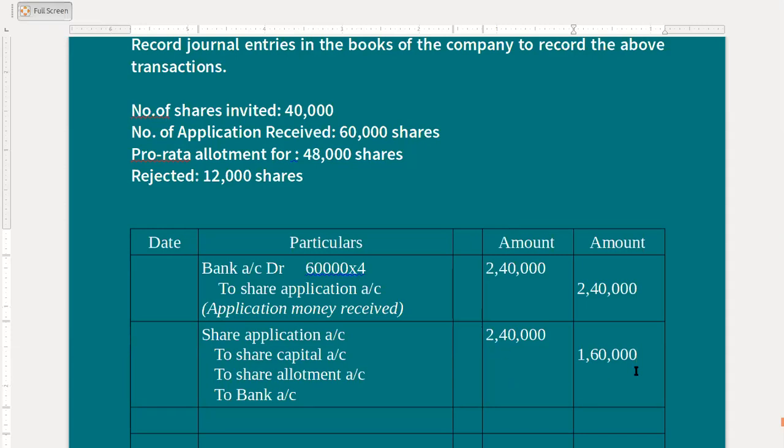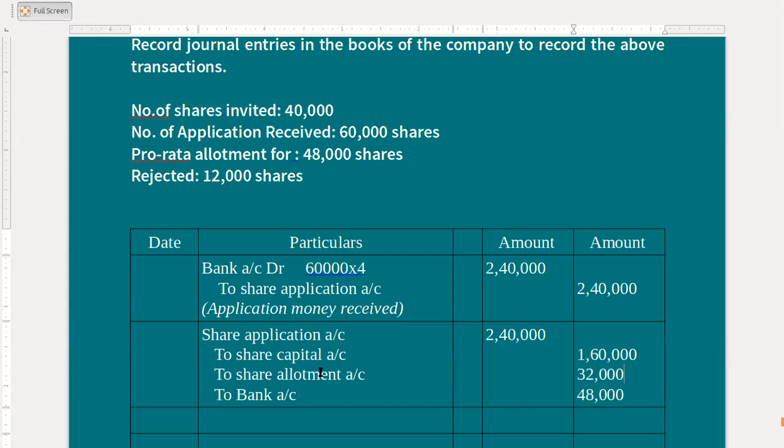Before that, we have to make rejection. What will be the amount for rejection? 12,000 shares are rejected as per the question, right? 12,000 into 4, 48,000. Okay, 48,000 will be rejected. Then what is the remaining portion? That will be the excess money and that will be transferred to share allotment account. What is that amount? 32,000.